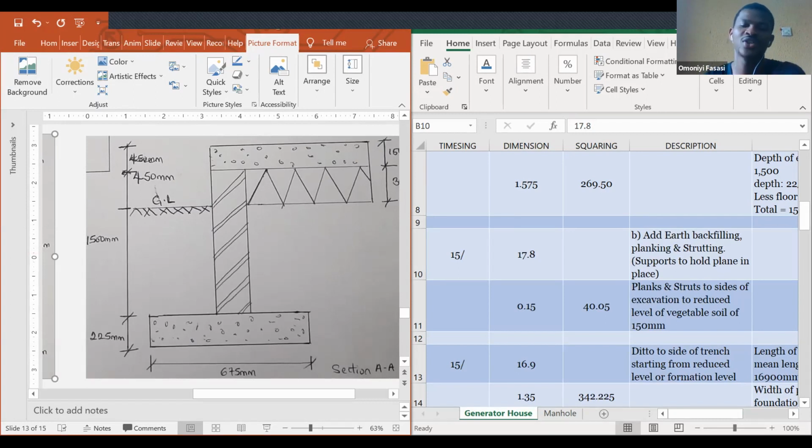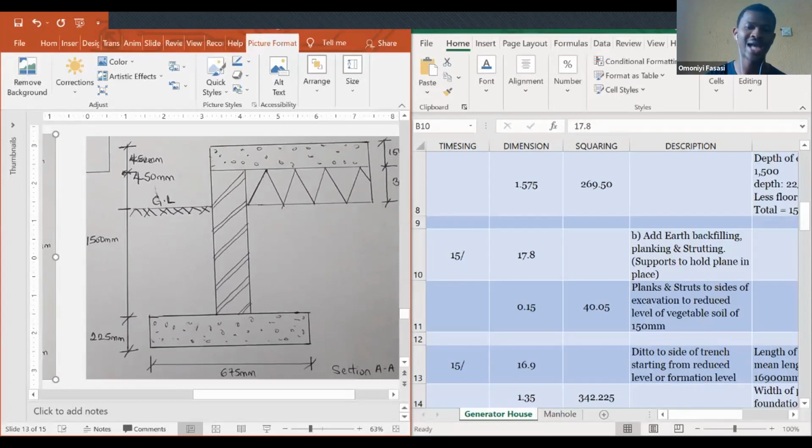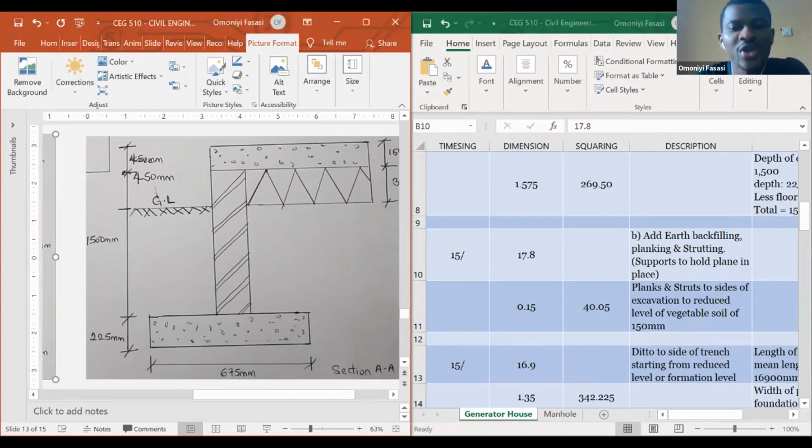So moving on, I was just trying to explain what planking or strutting means, right? Planking or strutting is just trying to show you that, okay, this area I'm working with, place a wood or place things between that will help you stabilize the soil, pending the time that your soil is stabilized for you to continue working on your construction. So now the length we'll be using is the total area of the excavation, right? I already told you that we are working with what?